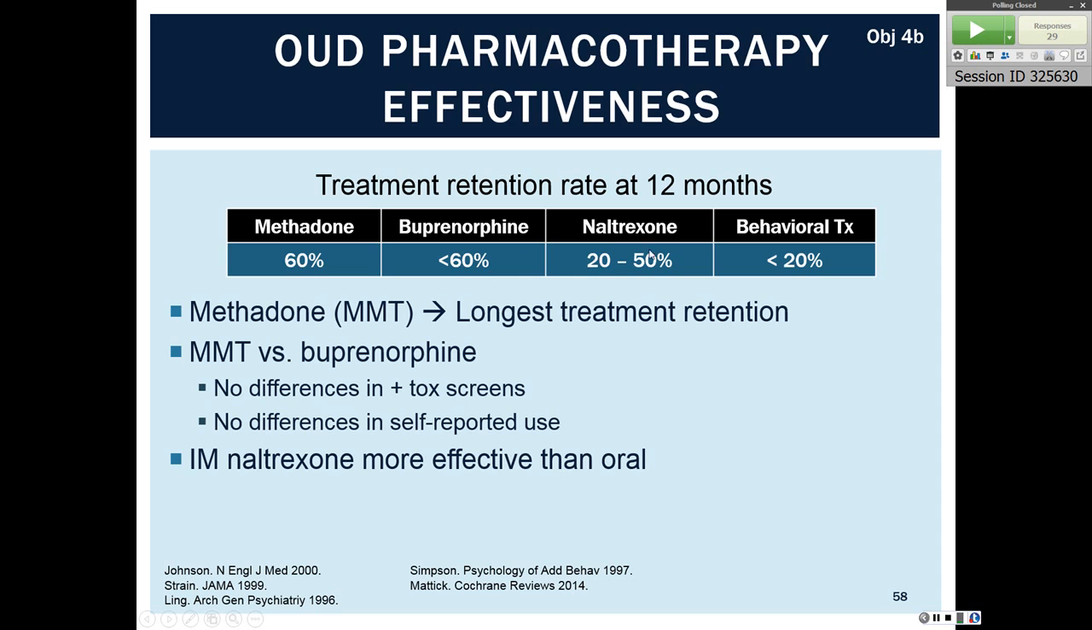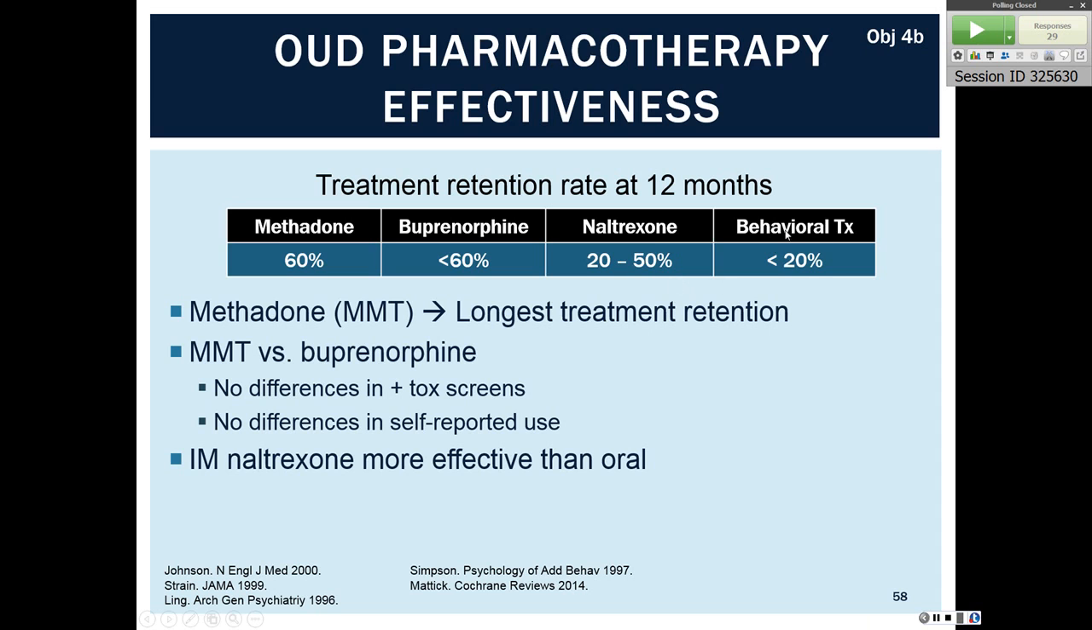Naltrexone is 20 to 50%. The reason that it's 20 to 50% is they did a study where they did oral naltrexone for opioid use disorder, and only 20% of the people who took the oral formulation stayed on it. And so that's why we don't use it for opioid use disorder. Whereas 50% of the people who were on the intramuscular Vivitrol injection stayed on it at the end of 12 months.